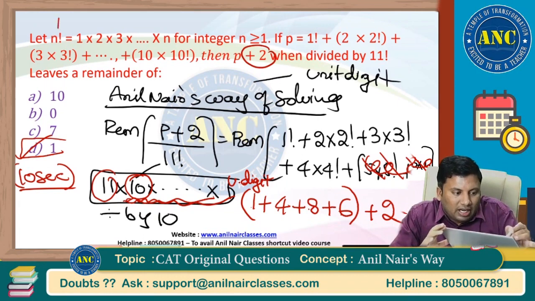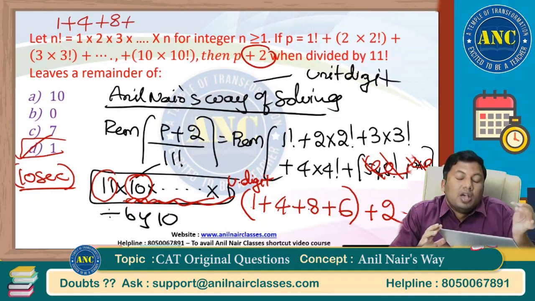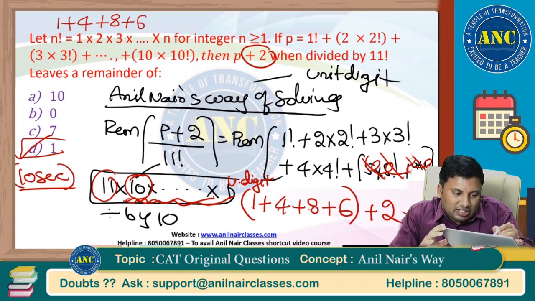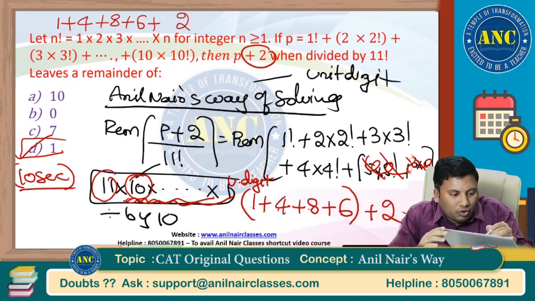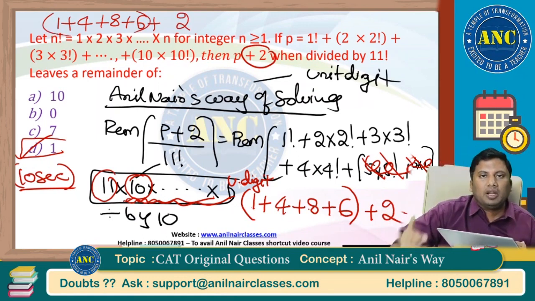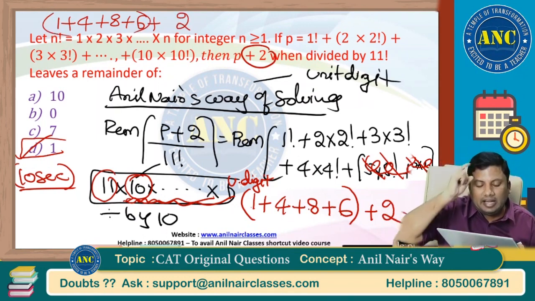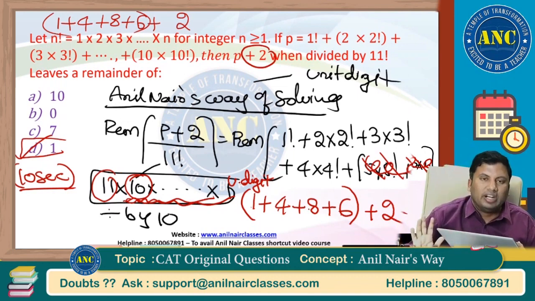1 factorial unit digit is 1. 2 2s are 4. 3 factorial is 6, 6 3s are 18. 4 into 4 factorial: 24 4s are 96, so 6. 5 factorial onwards 0. Plus 2 is there. 6 plus 2, 8, 16, 20, 21. 21 divided by 10, it is nothing but unit digit 1.